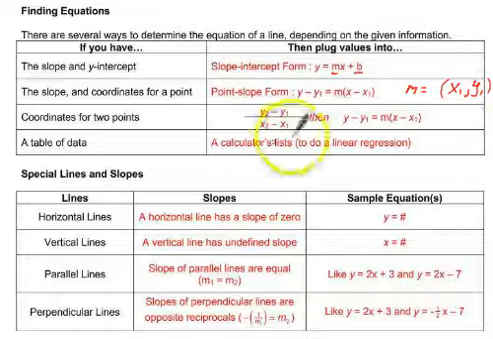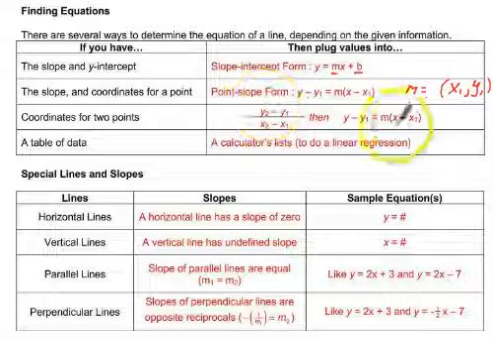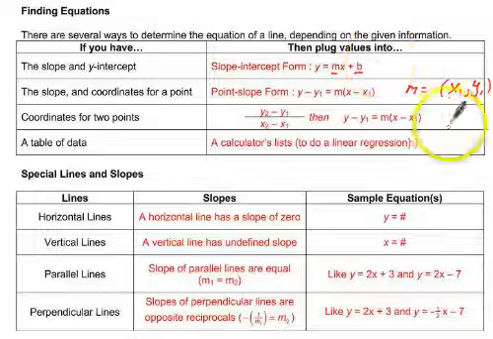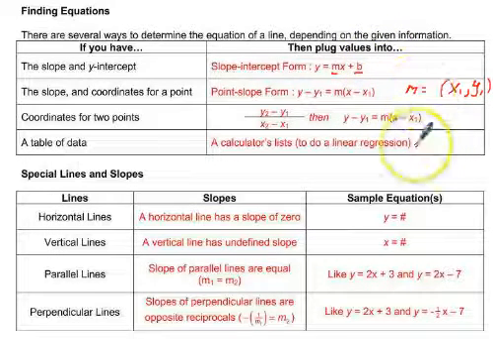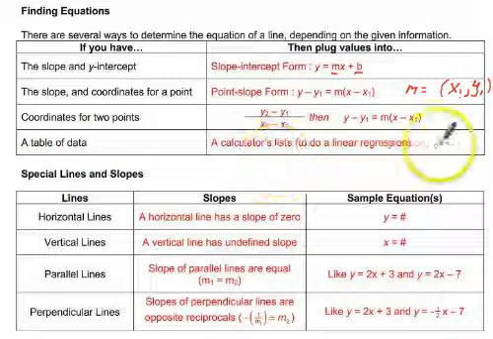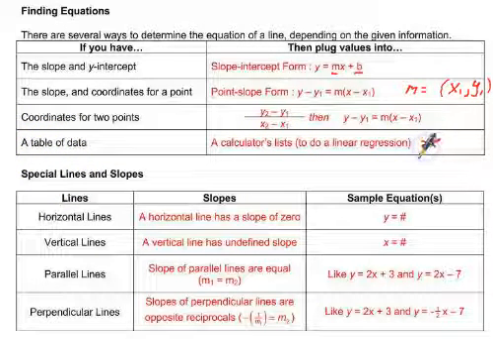Coordinates for 2 points. You're going to have to find the slope first, and then you can plug it into point-slope form, or you actually can even plug it into slope-intercept form, and we'll look at both of those. That's in your Part B. And a table of data, calculator's list, do a linear regression. I'm going to show you how to do that on Thursday.